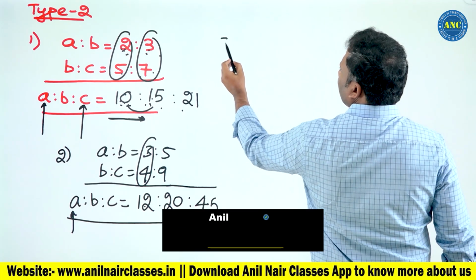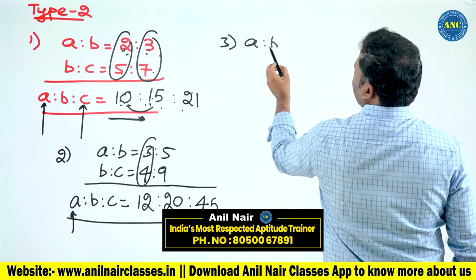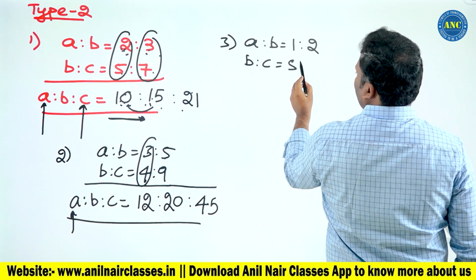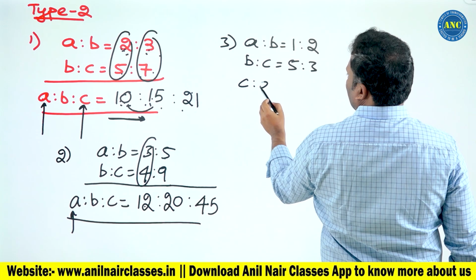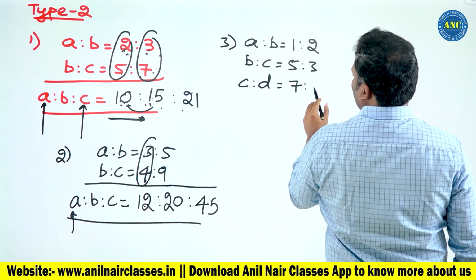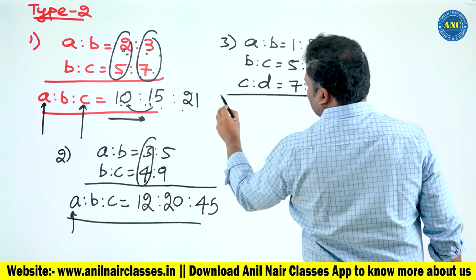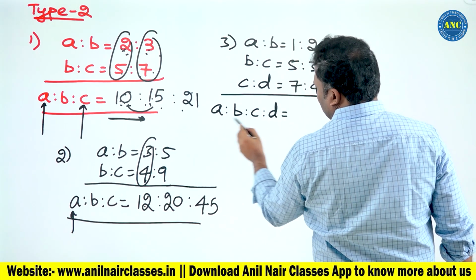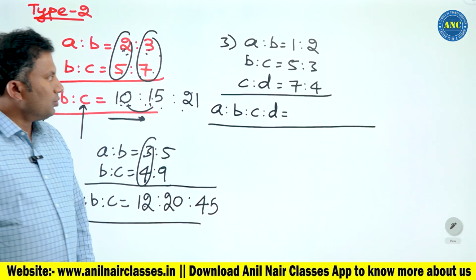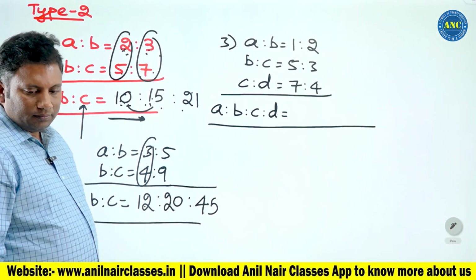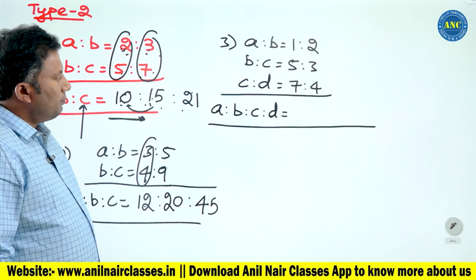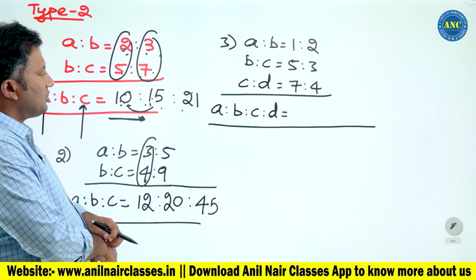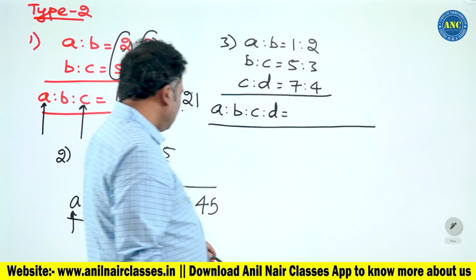Third one. A is to B is 1 is to 2. B is to C is 5 is to 3. C is to D is 7 is to 4. Try to solve the same thing for 4 variables: A is to B is to C is to D. A is to B, 1 is to 2. Same concept. B is to C, 5 is to 3. C is to D, 7 is to 4. Very good.